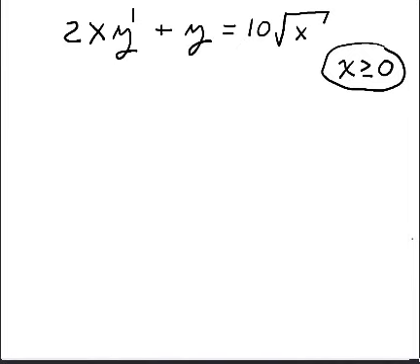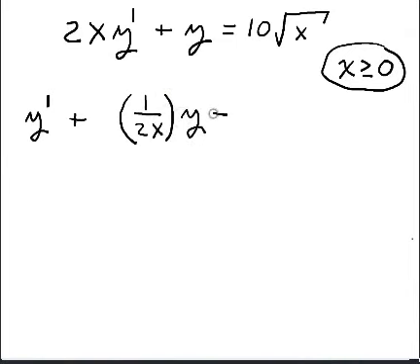We're going to divide both sides of this equation by 2x, which leads us to this new differential equation: y prime plus 1 divided by 2x times y must be equal to, using modern notation, 5x to the negative 1/2. We divided both sides by x, and that's what you get.